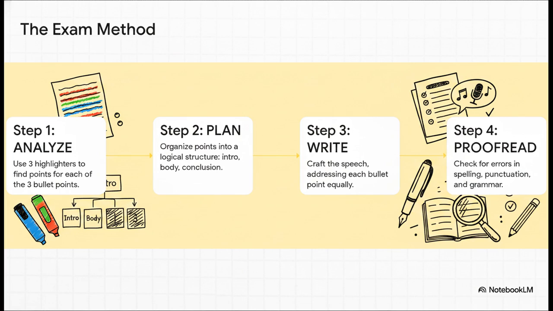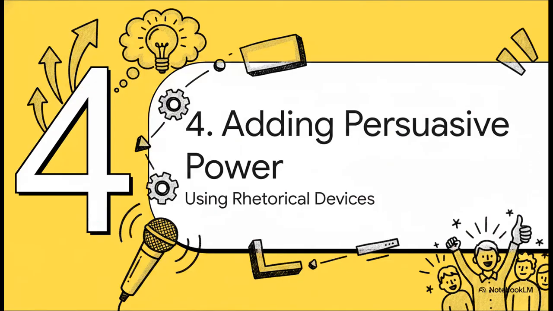This is where you bring it all to life, making sure you give each of those bullet points equal airtime. And finally, step 4, proofread. Always leave yourself a couple of minutes at the end to catch any silly mistakes that could cost you easy marks. A good speech gives information, but a great speech persuades.